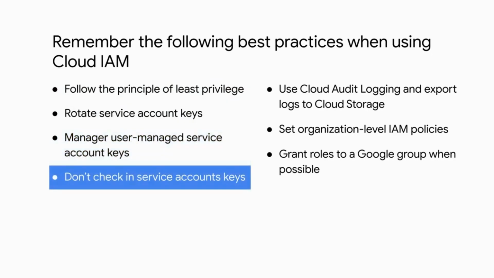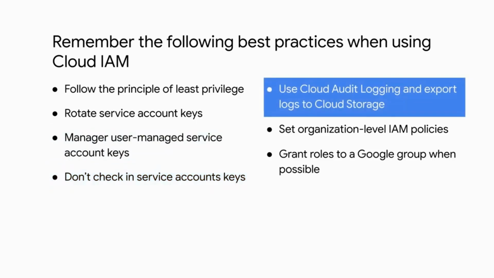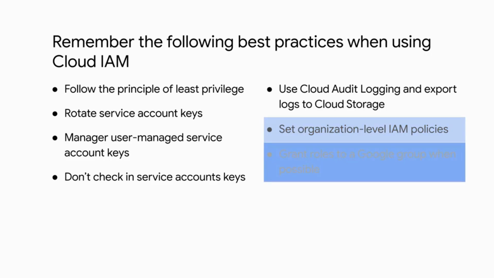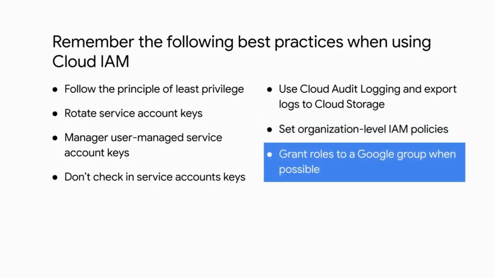Don't check in service account keys to source code. Use Cloud Audit Logging to regularly audit changes to your IAM policy and export logs to Cloud Storage. Set organization-level IAM policies to grant access to all projects in your organization and grant roles to a Google group instead of to individual users when possible.